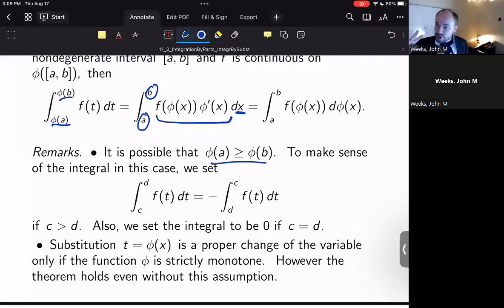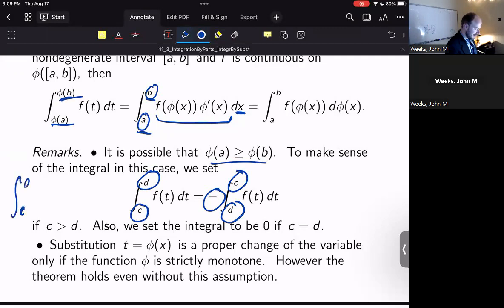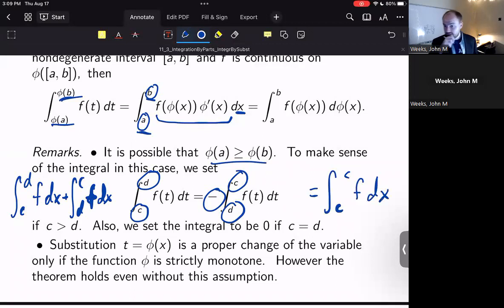Another thing that can happen is that when you plug things in to get your new limits for your integral, it might very well be possible that here you had a less than b, but phi of a has no need to be less than phi of b. Even in the case of it being strictly monotone, this could be a decreasing function. In that case, if I ever need to flip the limits of the integral going from c to d, I can do that as long as I put a minus sign in front of it. This works very well with our principle that the integral from c to d of f dx plus the integral from d to c of f dx should indeed be equal to the integral from c to c of f dx, thanks to one of our theorems from before. And we know that this integral should be 0.